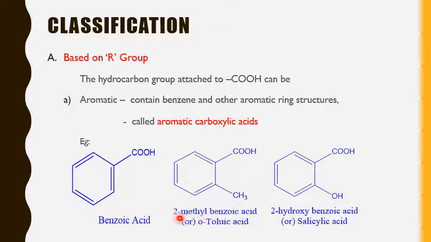Let us just see the name, 2-methyl benzoic acid. So here also you can see that the COOH group is directly attached to the ring carbon, where the ring is aromatic in nature. And we all know benzene is aromatic. How do we decide the aromaticity? It is based on Huckel's rule.